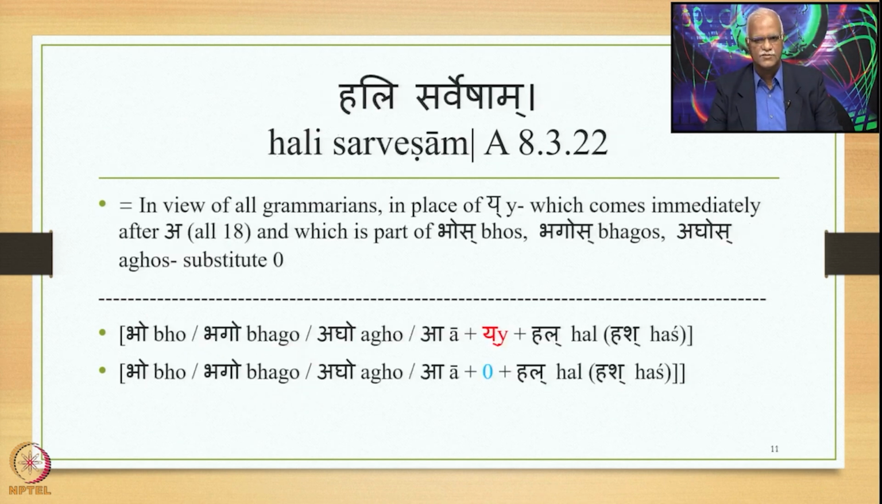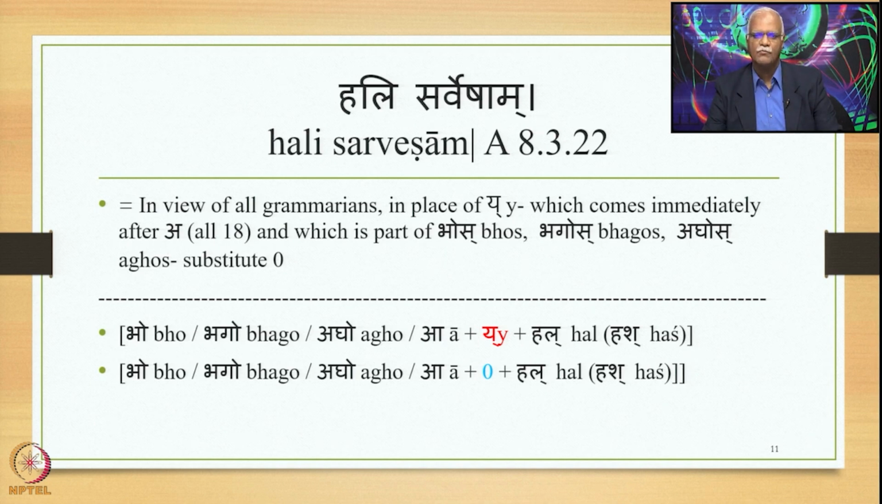And since ash also consists of consonants, here is another sutra which says Hali Sarvesham, which also applies in the same environment. So it says that in view of all grammarians, in place of ya, which comes immediately after a and which is part of bhos, bhagos and aghos, substitute 0 or deletion. I repeat, in view of all grammarians, in place of ya, which comes immediately after a and which is part of bhos, bhagos and aghos, substitute 0 or deletion.